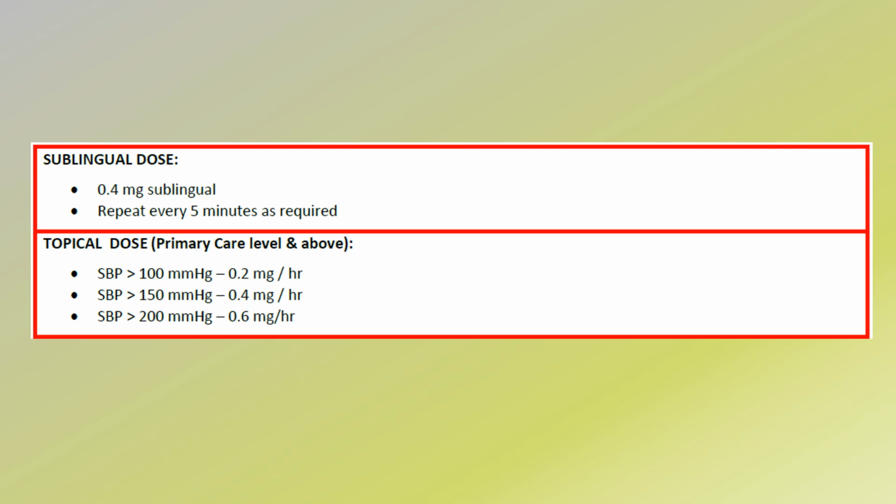But again, I want to stress that our main goal when we're giving nitro is to be a little more aggressive, and that's something that we can achieve through the spray format versus the slower method of the nitro patch. If you look at the nitro patch, every hour with a 0.4 milligram patch, you're getting 400 micrograms per hour, whereas if you gave a sublingual spray, you would get 400 micrograms every 5 minutes potentially as required. So we're really able to treat more effectively and quicker with the sublingual dose, so it is certainly preferred.